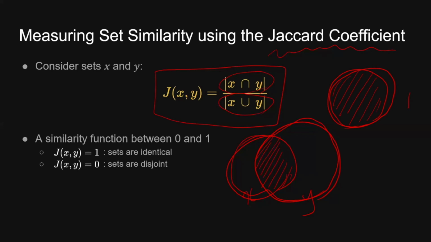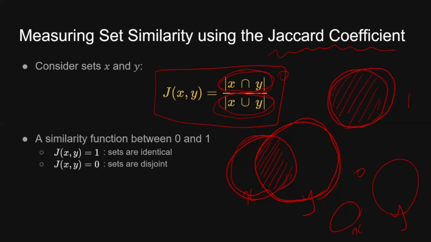When X and Y are disjoint, that's the situation where X and Y are completely different, right? Then the intersection is going to be the empty set, so the size of the empty set is going to be 0. No matter what you have in the denominator, the Jaccard coefficient is going to converge to 0. So the Jaccard coefficient is, in fact, a very useful metric to measure the similarity between two sets. Rigorously speaking, it is not a distance metric, but a similarity metric that gives some value between 0 and 1, depending on how similar things are.